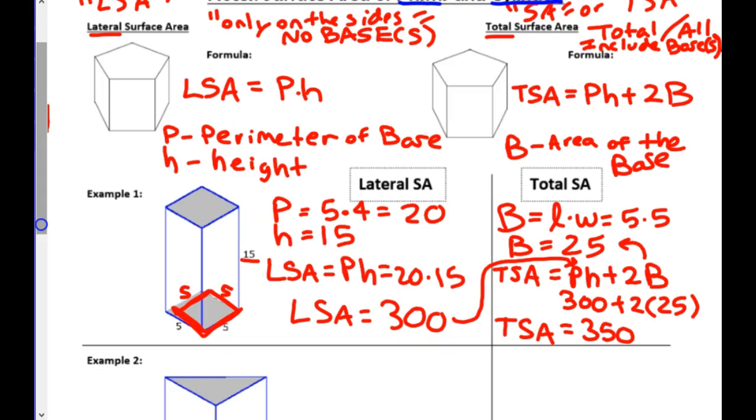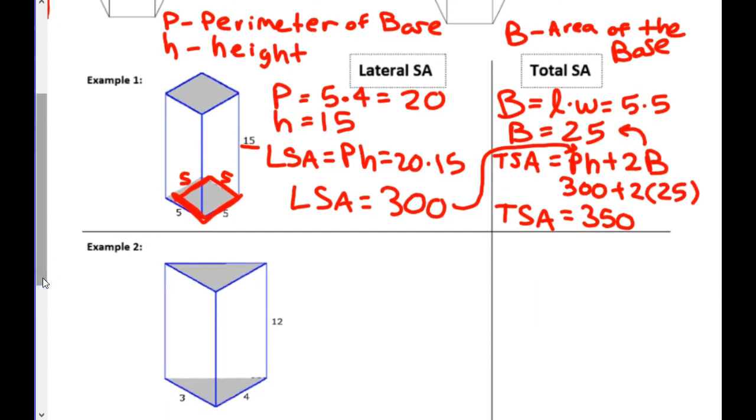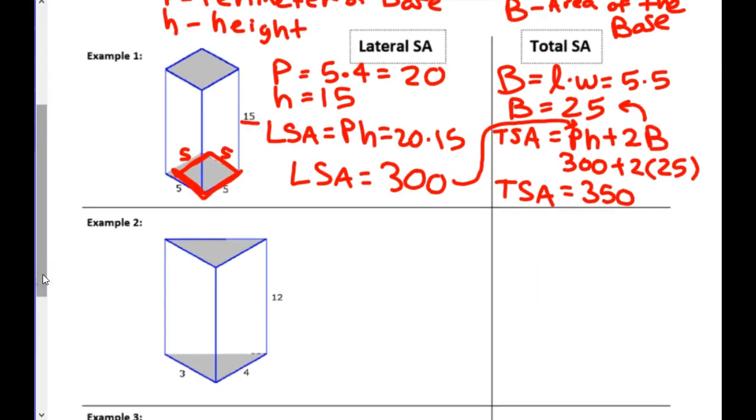All right. Let's look at example 2. All right, so this is a right triangle, right? For lateral surface area, I need to find the perimeter and the height again. Now we got a little teeny tiny problem here. P is perimeter of the base. What shape is the base? A triangle. Do I know every side of that triangle? I know 3, I know 4, and I got a missing side.